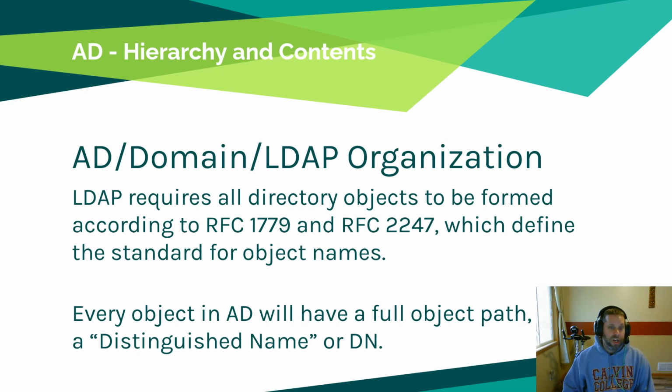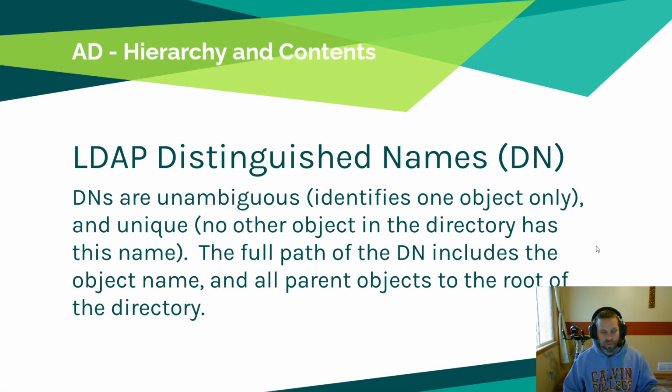So when I do my organization, I have to follow the rules of LDAP when that happens. It requires that all directory objects be formed according to a couple of RFCs, which define the standard for object names. Every object in Active Directory will have a full object path, which is called a distinguished name, or a DN. It is a unique path-based way of addressing an object in Active Directory, or within LDAP, I should say specifically.